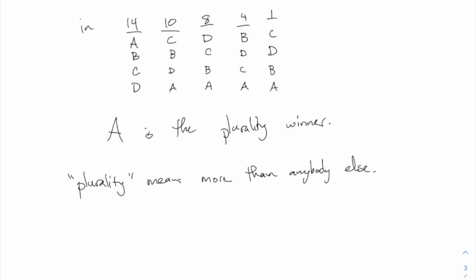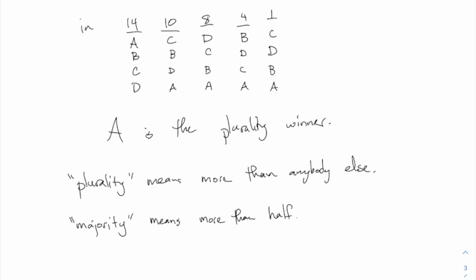It sounds similar, but it means something different from the word majority. The word majority means more than half, 50% plus one. There's a difference between plurality versus majority. In this example, A does have a plurality of first place votes, but they do not have the majority.